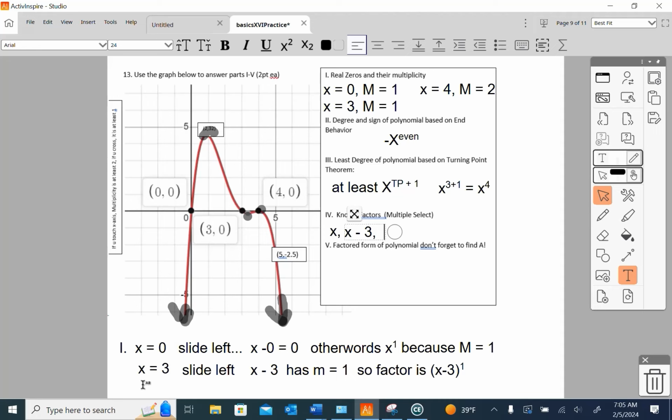Last one I have is x equals 4. And again, I slide left. It becomes x minus 4. It has multiplicity equal to 2, so the factor is x minus 4 squared. Need parentheses, don't I?